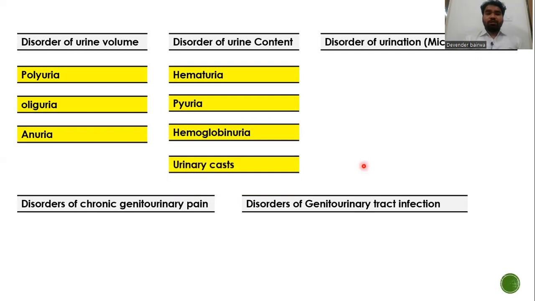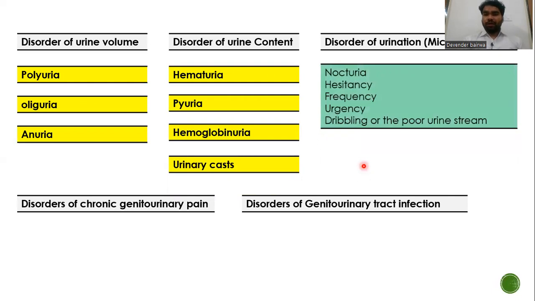And there can be presence of urinary casts: RBC casts, WBC casts, epithelial casts, and other casts. Generally, casts originate in the nephrons. Then we come to disorders of urination, micturition. Patients can have difficulty in passing urine.